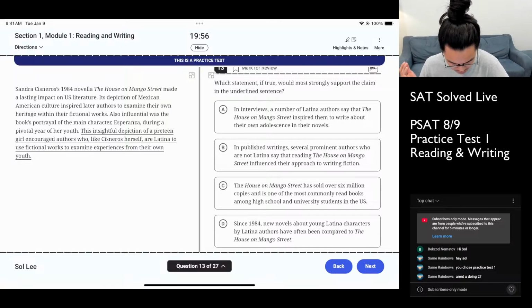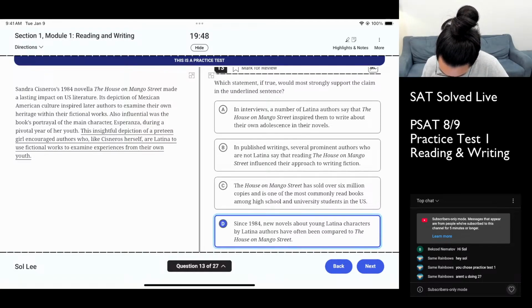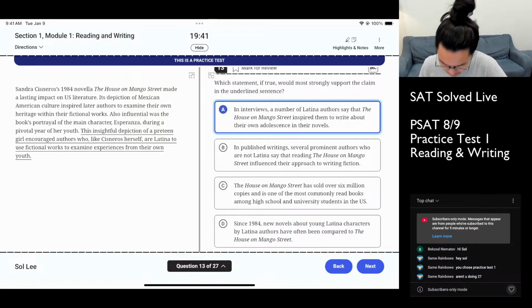Post-Cisneros Latina authors examine youth experiences. Got it. Post-Cisneros. So we need to find a comparison. Oh, that's a little broad. Oh, yes, there we go. Yes, this is it.